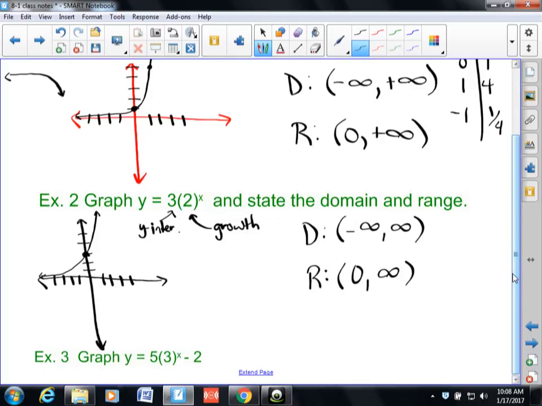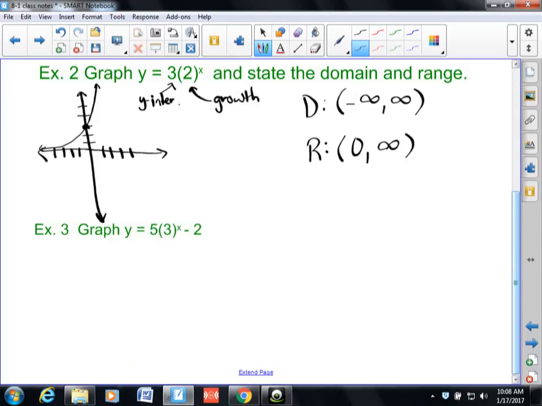So in example 3, we've got y equals 5 times 3 to the x minus 2. You can see that the minus 2, that is not part of the exponent. So that means that that's at k. That's going to be shifting us vertically. So what does that all mean for us now? Okay, first of all, let's decide if this is growth or decay. You can see that the 3 is going to indicate growth.